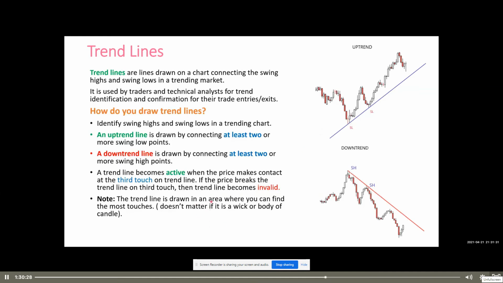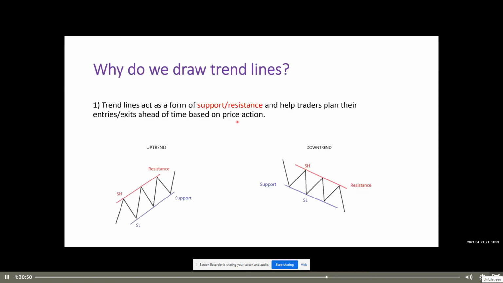That's how I draw my trend line. All these trend lines and points are just a diagram. It's not an exact number. It's just an area. It's okay to be a few cents off. You have to find the most touches, find the most common area that you can connect. Does everyone understand how to draw a trend line? All right, perfect.